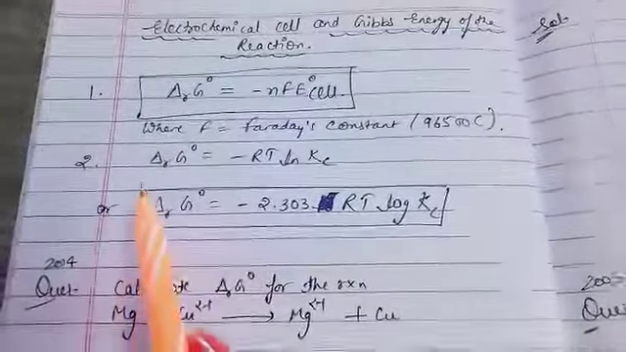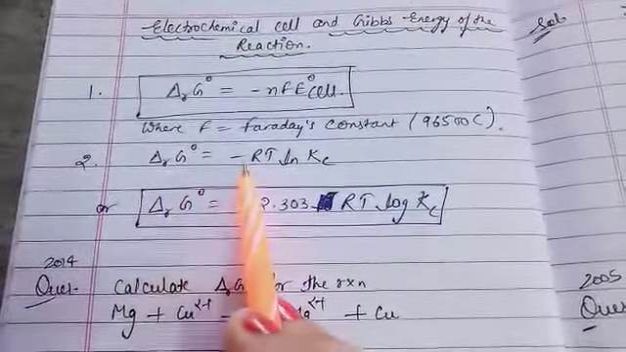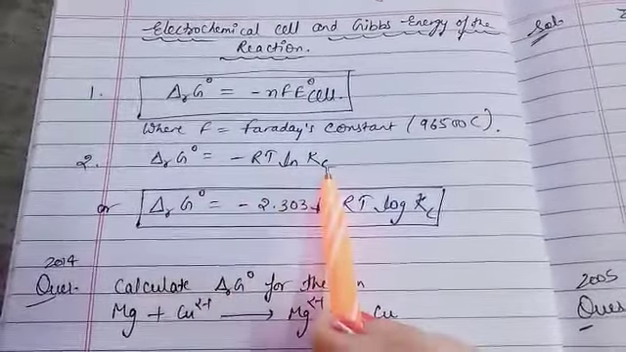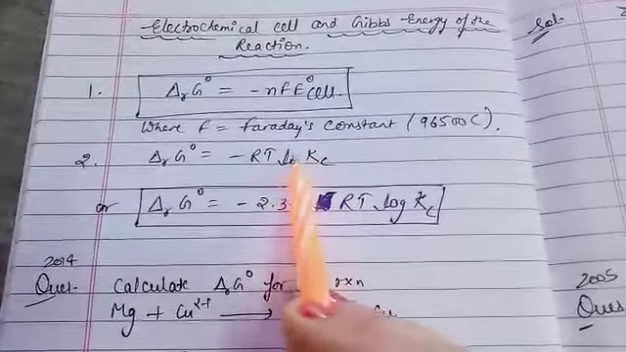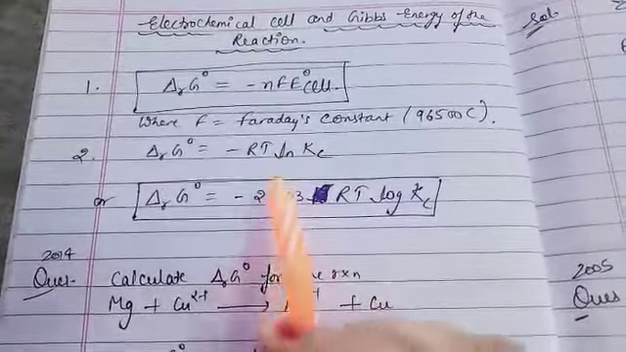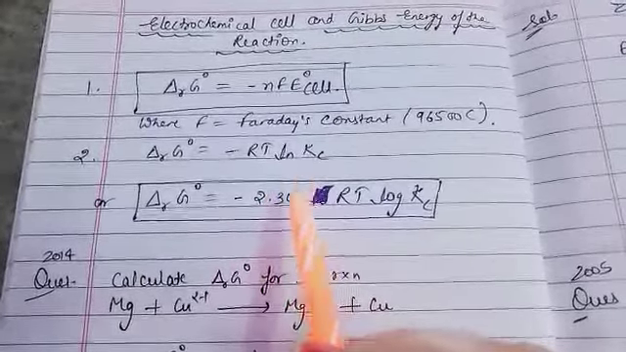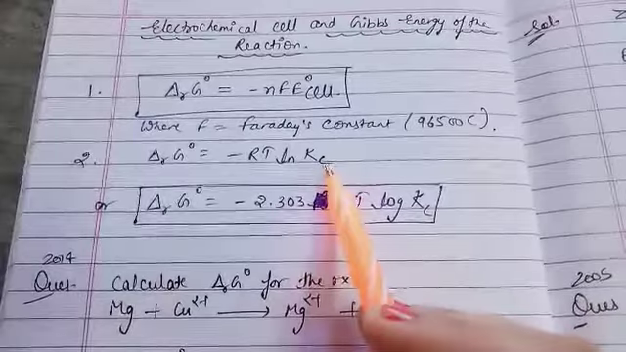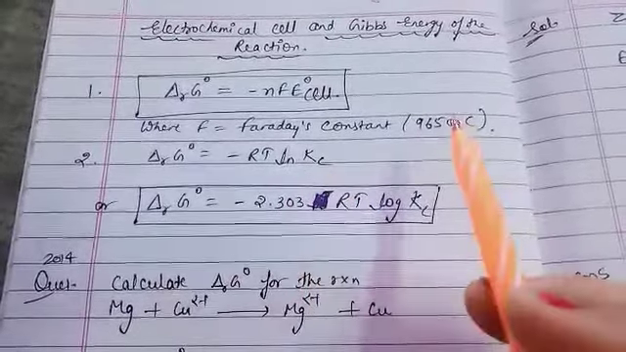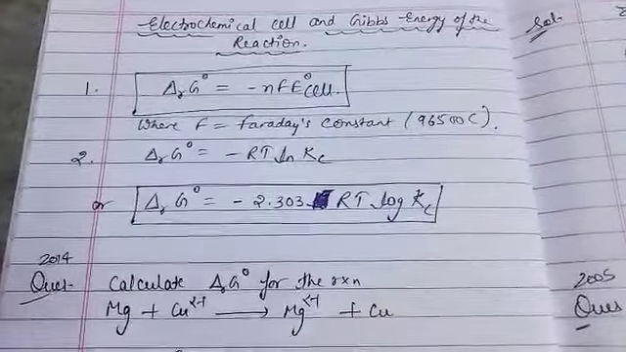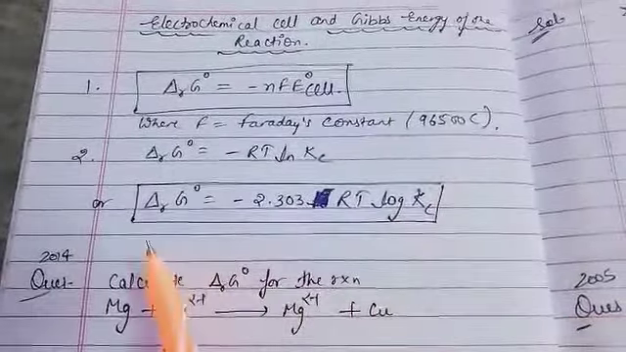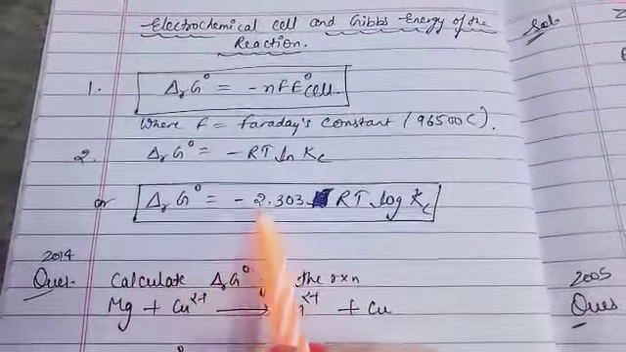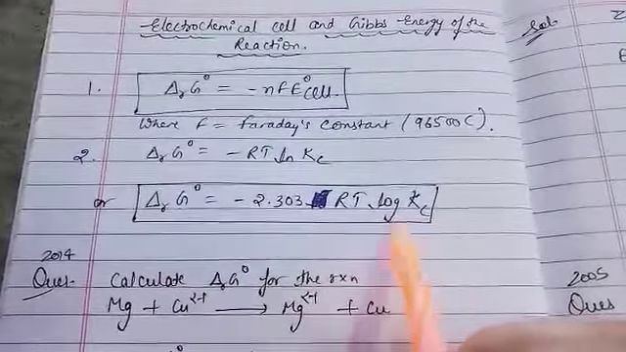Now just see, next one is another formula: delta rG naught is equal to minus RT ln Kc. This ln is natural log. When you replace this, it is replaced by minus 2.303 RT log Kc, and this Kc is the equilibrium constant for concentration. Instead of c we can use p also if pressure is given. So instead of this you can write this formula. This one is more important, that is delta rG naught is equal to minus 2.303 RT log Kc. On this basis we'll solve numericals.